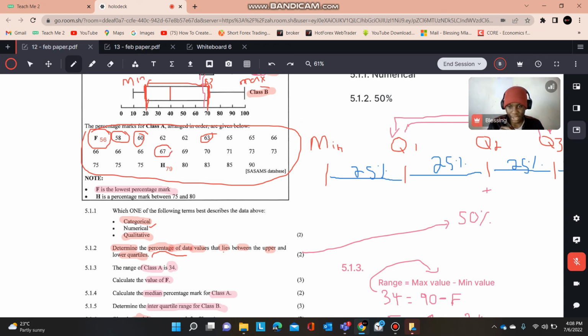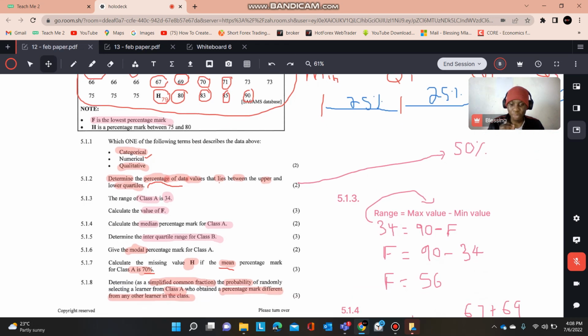67 is unique. 69 is unique. 70 is unique. 71 is unique. 73, you have two learners who got 73, so it's not unique. 75, you have three learners, it's not unique. Don't forget this 79 as well. It's unique. 80 is unique. 83 is unique. 85 is unique, and 90 is unique. And now you go and count all these learners who got unique marks.